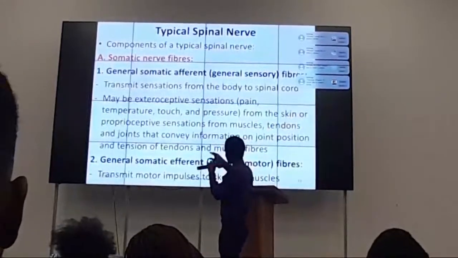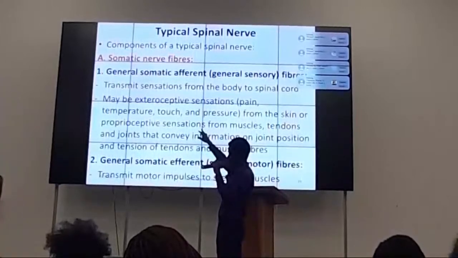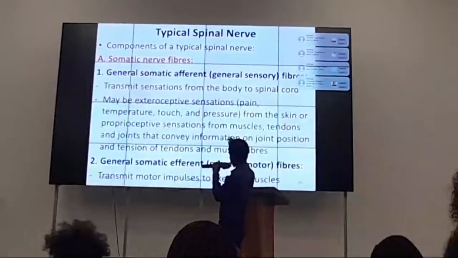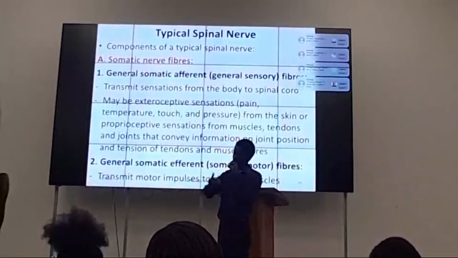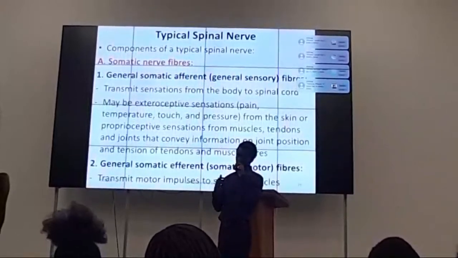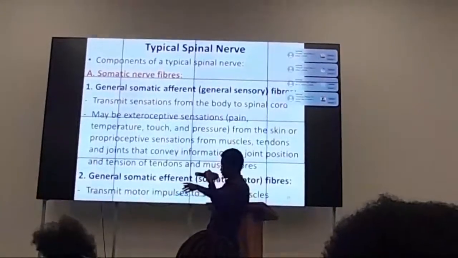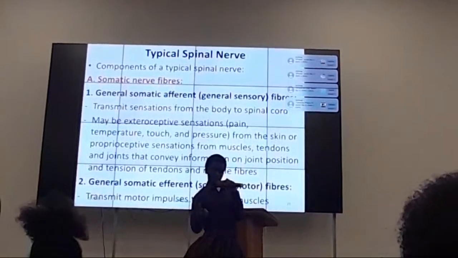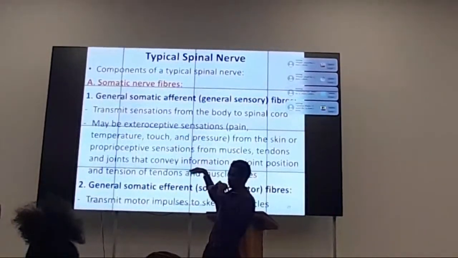Then now you go further, you say these are just somatic nerve fibers. Somatic nerve fibers, meaning these fibers are carrying sensation from somatic structures like skeletal muscles. A skeletal muscle should contract. That is somatic motor. A skeletal muscle should be able to feel pain. That is general somatic afferent.